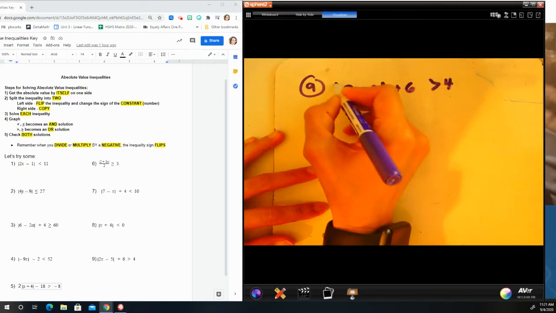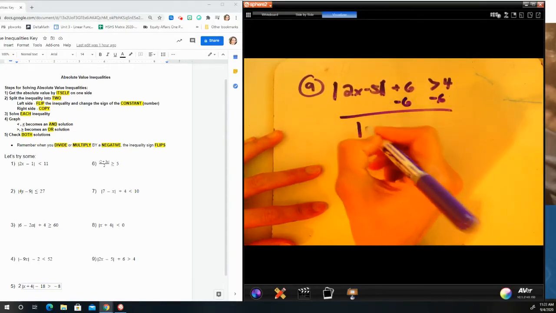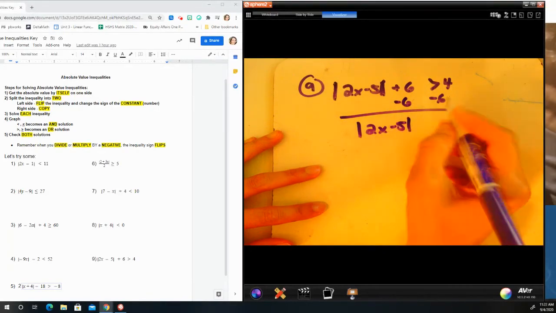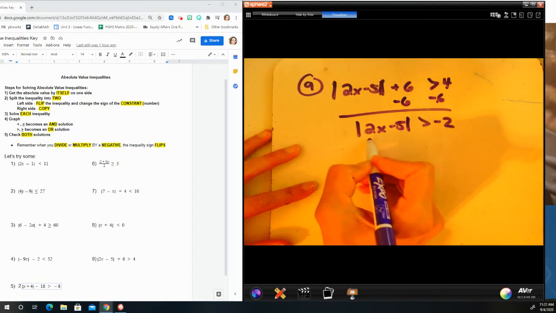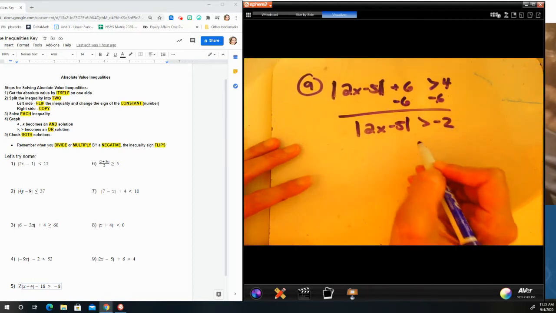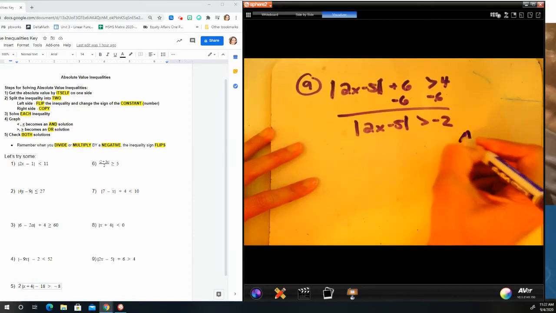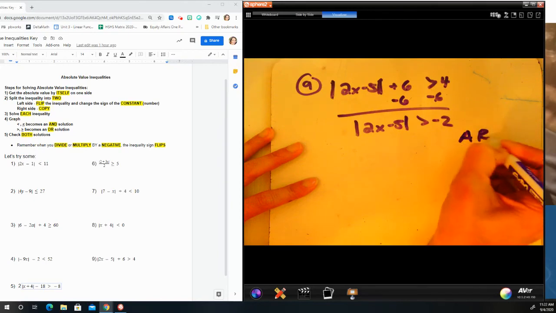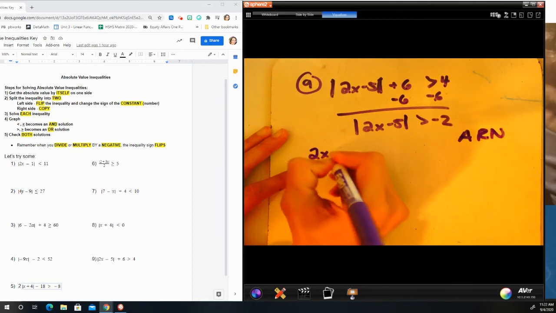So we need to get our absolute value by itself on one side. So I'm going to subtract 6. Absolute value of 2x minus 5 is greater than negative 2. So if I pause, sorry about that, and just think for a minute before I just operate like a robot, this is saying what has a distance that's greater than negative 2? Well, distance is always positive, and all positive numbers are greater than negative 2. So this is actually going to be all real numbers. When I work it out, we're going to see what this looks like graphically.